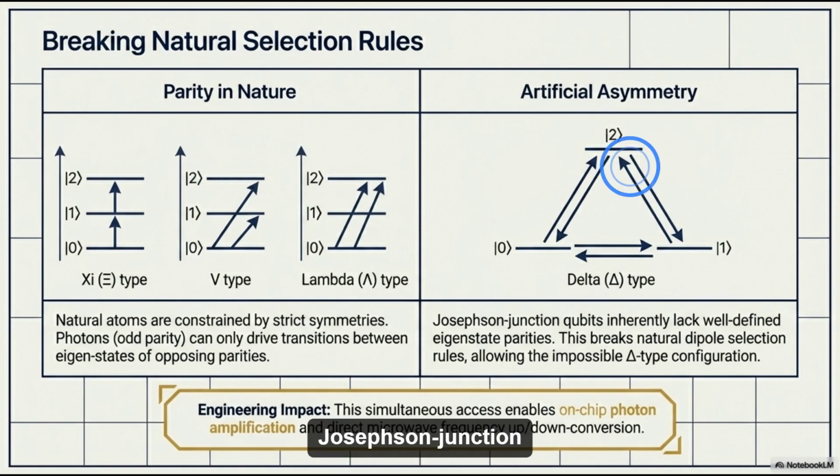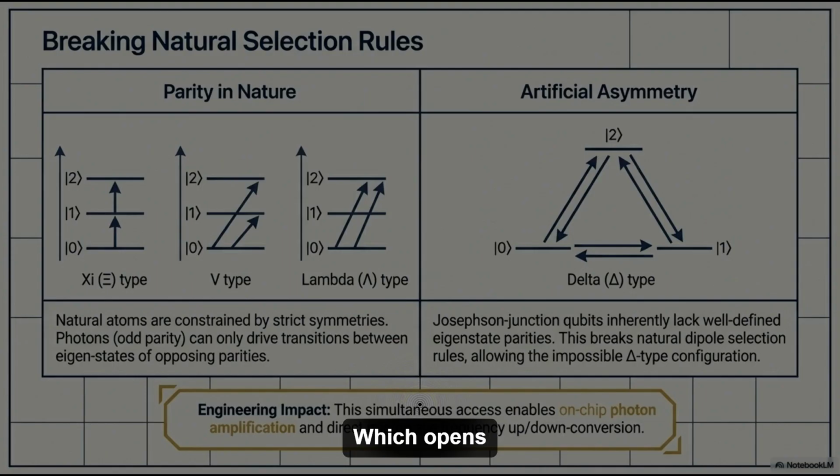But Josephson junction qubits don't have well-defined eigenstate parities. So delta becomes possible. And every transition is suddenly accessible, which opens real doors: on-chip photon amplification, direct microwave up and down conversion. Stuff you can't do with real atoms.